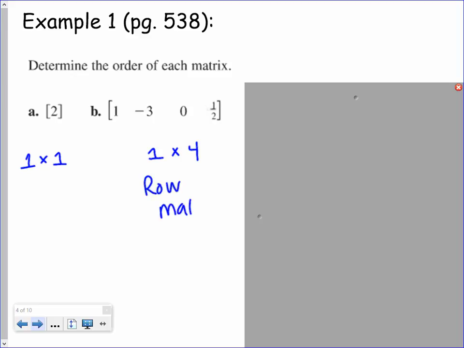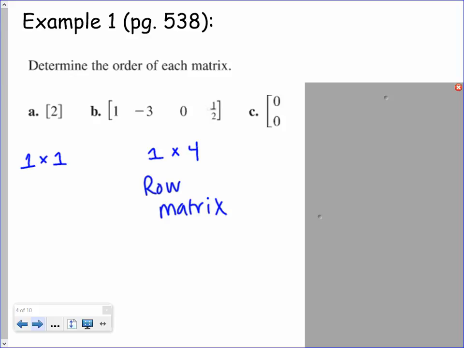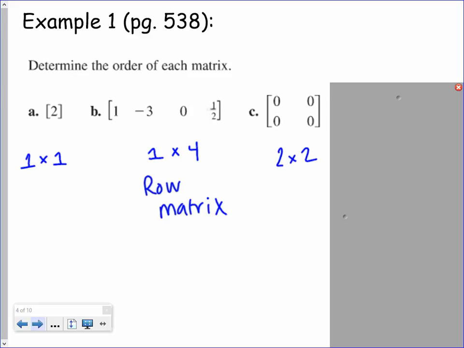If a row matrix exists, what else do you suppose exists? A column matrix. Give me an example of an order for a column matrix. 4 by 1, 5 by 1, 2 by 1, right? Next matrix. I want you to just look to the people in your small group. Tell them the order of this matrix on the board. Order should be 2 by 2.